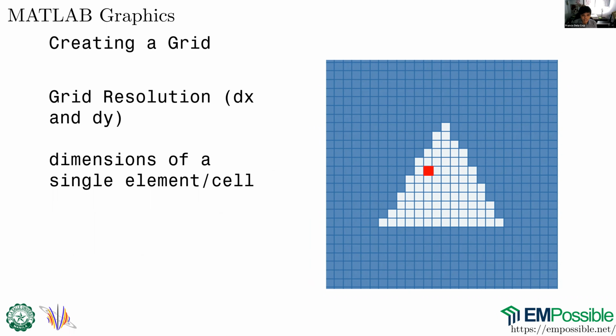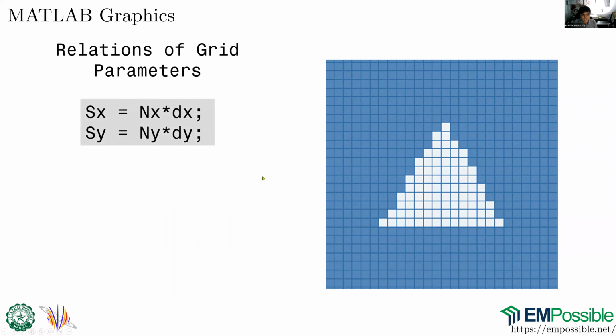Next is grid resolution. Your grid resolution is dx and dy. So for one cell, dx and dy would be the dimensions of that single element cell. And the next is that there's a relationship between the grid parameters. If you have a physical size Sx, then you get it by multiplying the length dx by the number of elements nx. So 128 times, for example, your dx, the side of your element, is 1. The entire length of Sx would be 128.